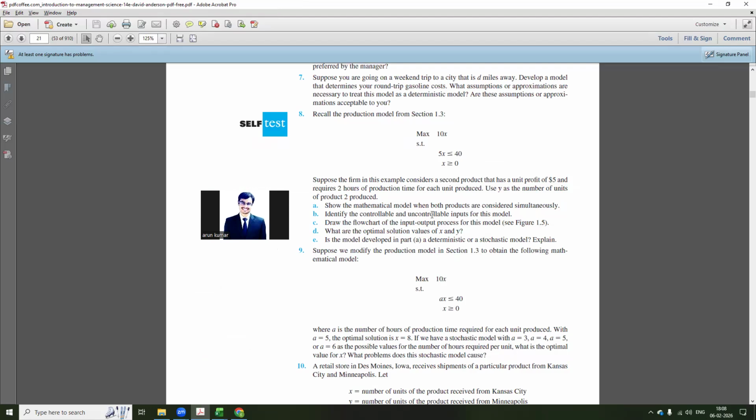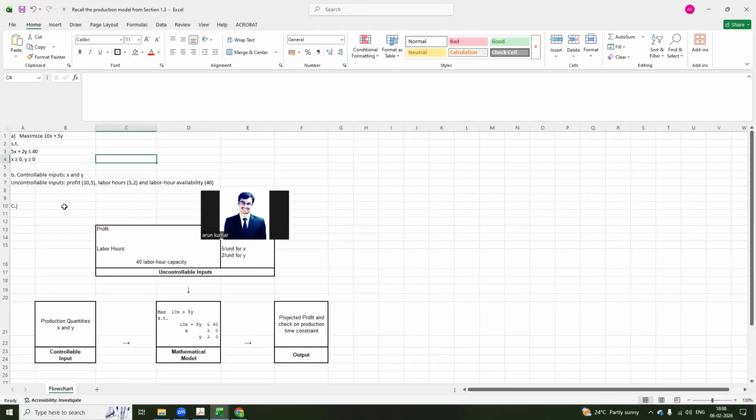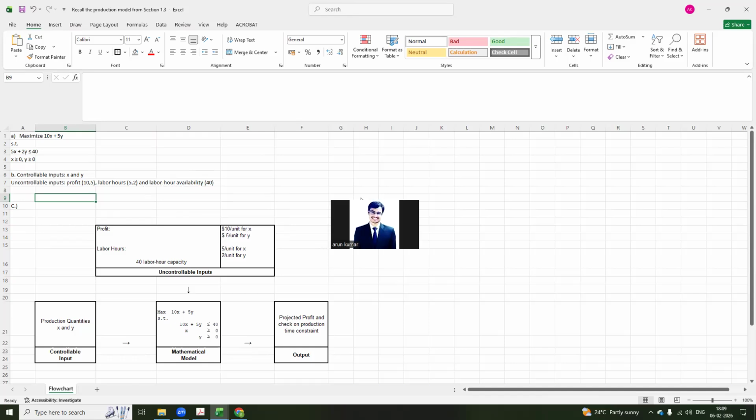identify the controllable and uncontrollable inputs for this model. So for part B, the controllable inputs are X and Y, and the uncontrollable inputs are profit 10, 5, and labor hours 5, 2, and labor hours availability is 40. So these are the uncontrollable inputs.